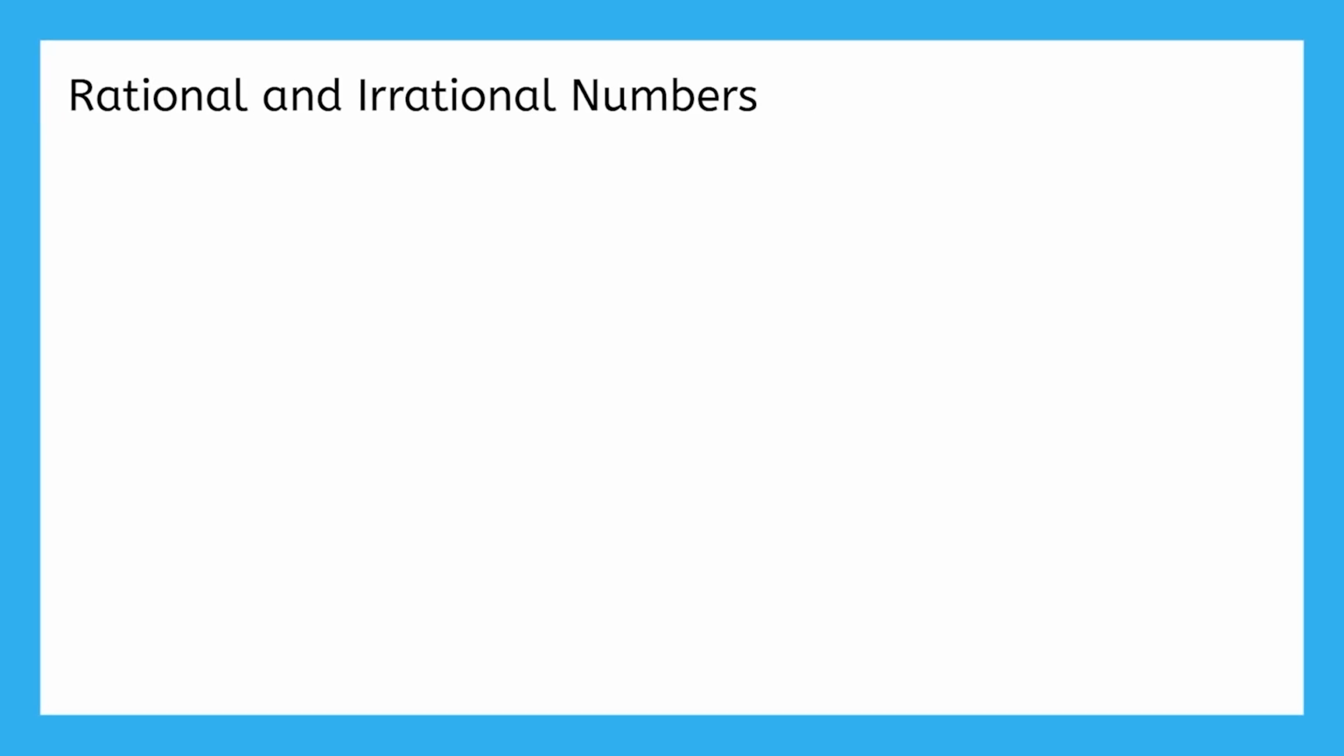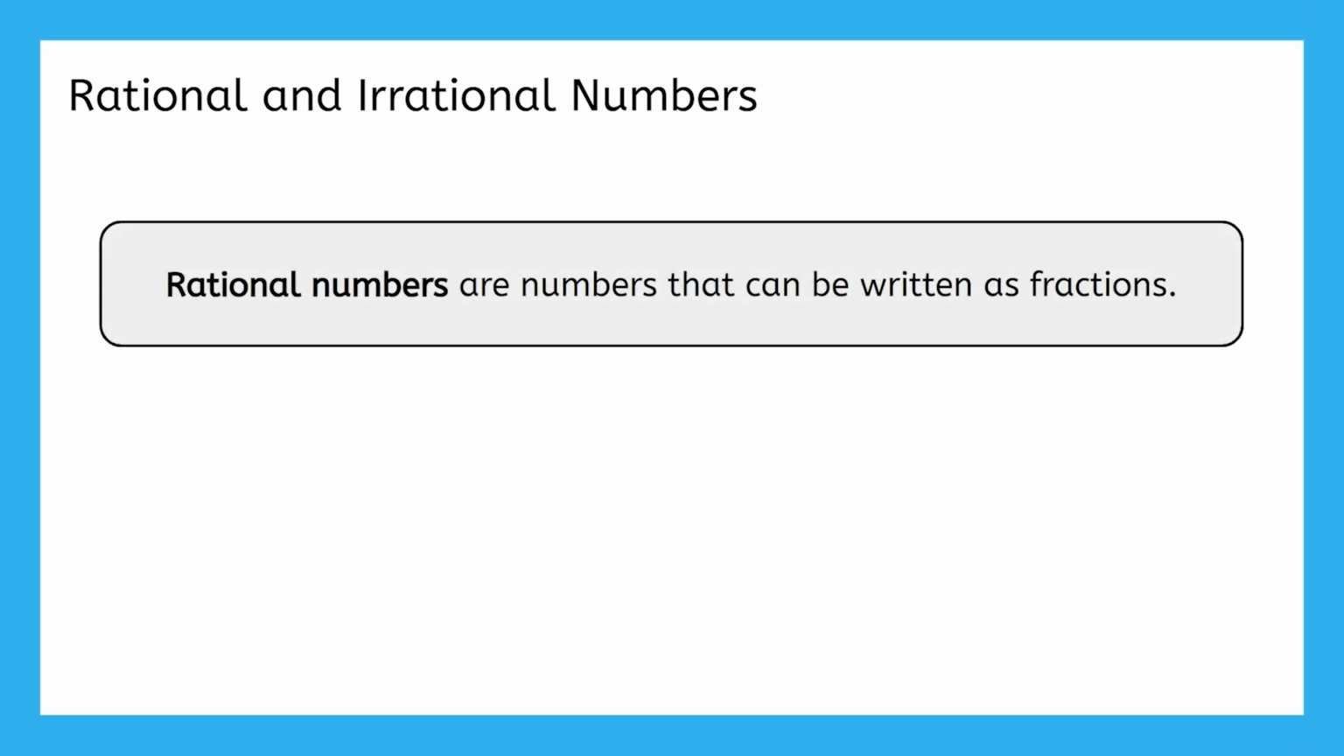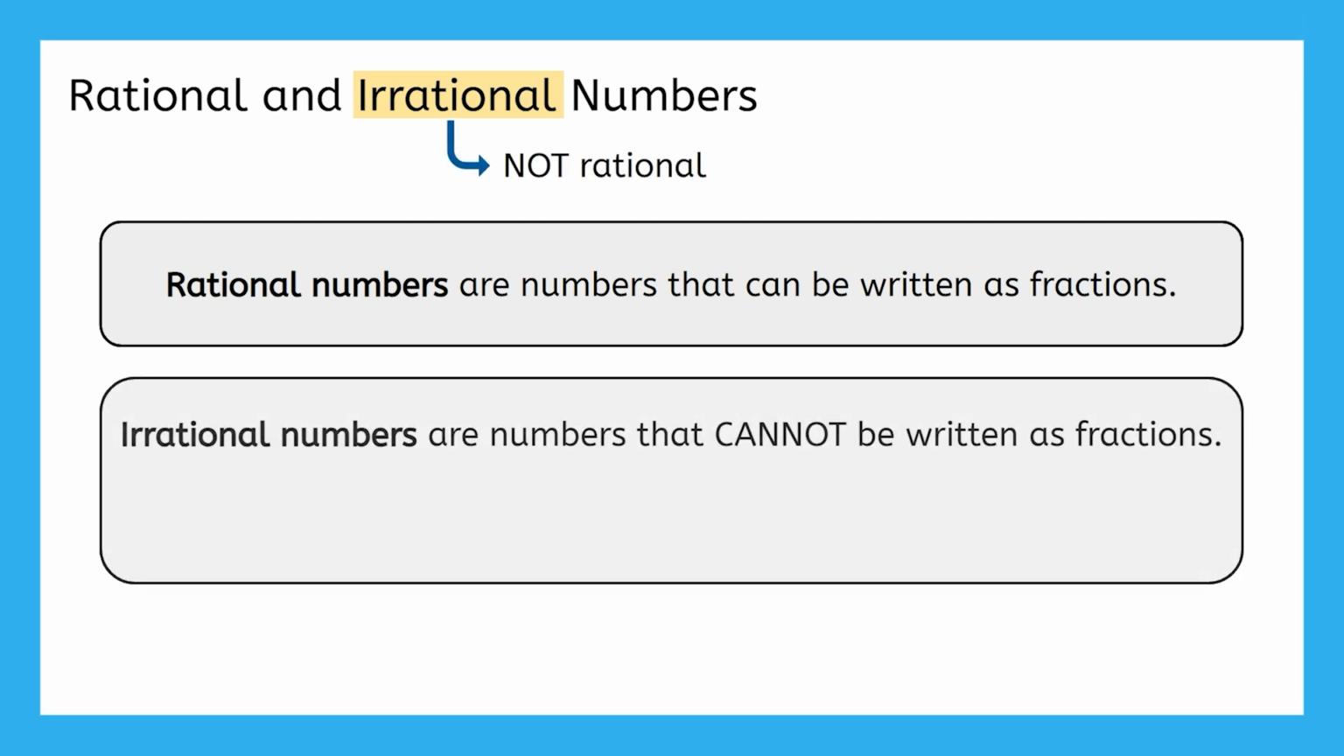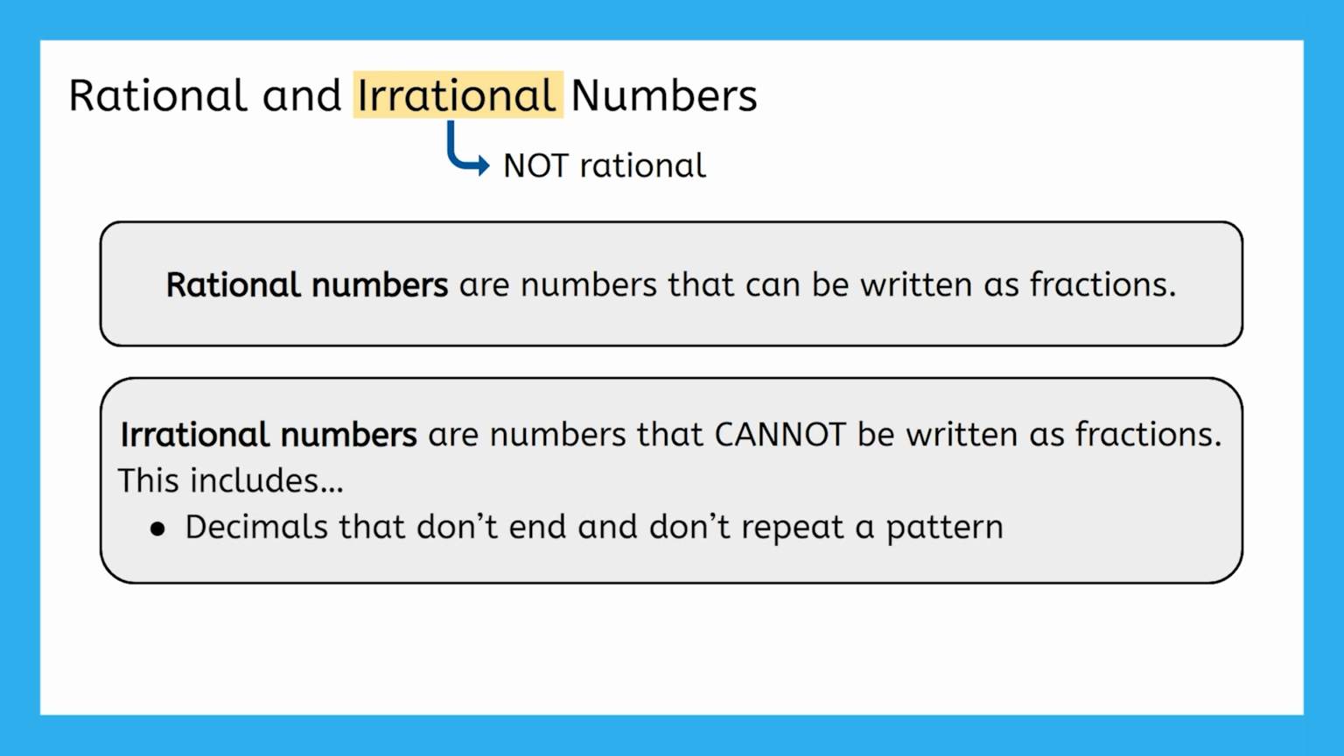To better understand irrational numbers, we can try thinking about their counterpart, rational numbers. Do you remember what rational numbers are? Yeah, rational numbers are numbers that can be written as fractions. And how are irrational numbers related to rational numbers? Irrational means not rational. So, irrational numbers are those that cannot be written as fractions. Decimals that never end and don't repeat a pattern, like the decimal we got for the square root of 50, can't be written as fractions. That's why they're irrational.